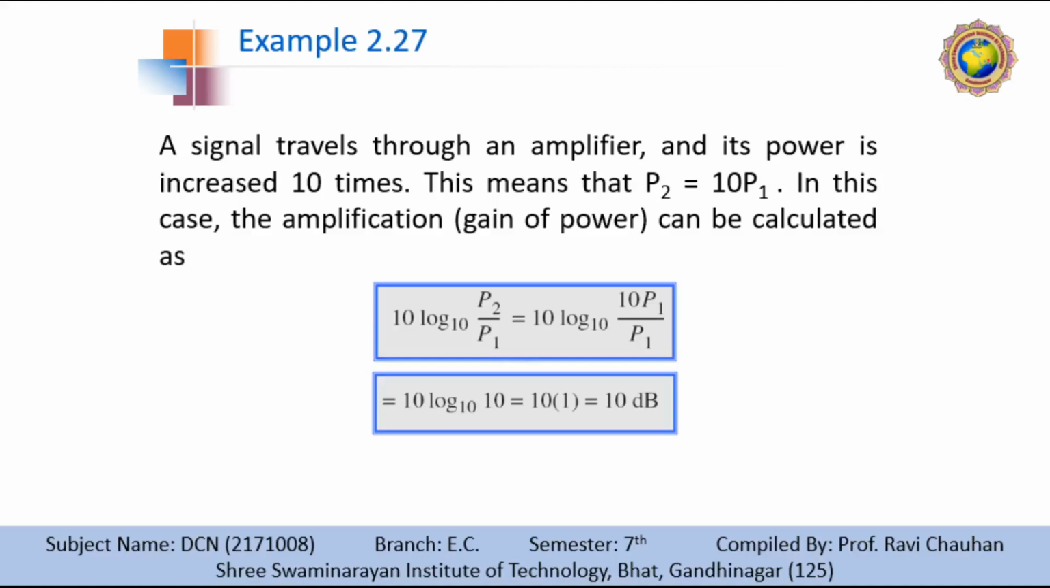A signal travels through an amplifier and its power is increased 10 times. This means that P2 is equal to 10 P1. In this case, the amplification, or gain of power, can be calculated as 10 log base 10 of P2 upon P1. We can say that it is 10 dB.